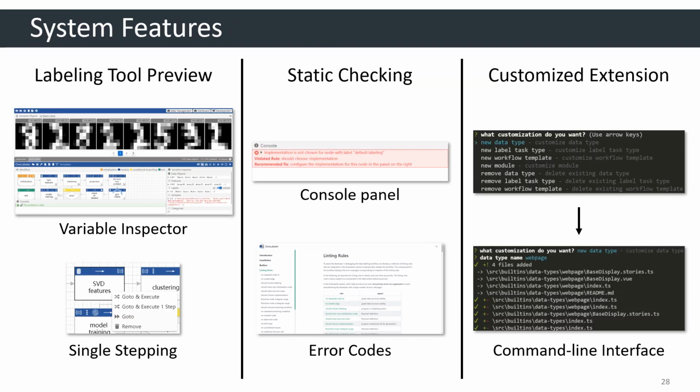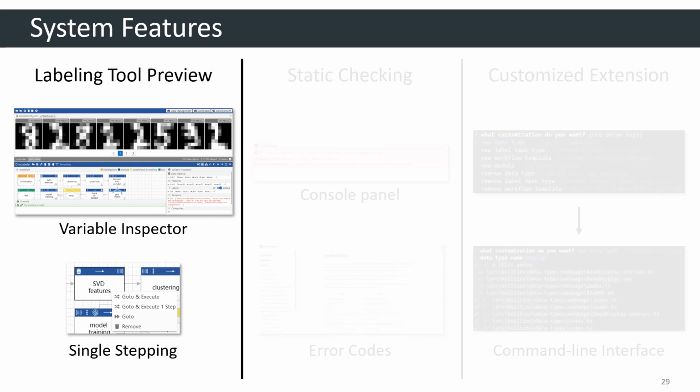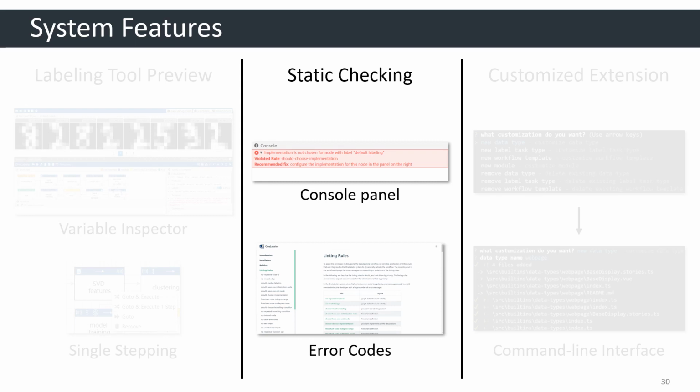OneLabeler builds in various functions to support labeling tool development. To provide the developer real-time feedback, OneLabeler provides a preview of the built labeling tool. The developer can conduct single stepping and inspect the states of the labeling tool. OneLabeler statically checks the data labeling tool built by the developer and provides instructions for correcting mistakes in the workflows. The static checking saves user efforts in runtime debugging. By iteratively resolving the issues, the developer is smoothly guided to a feasible solution.